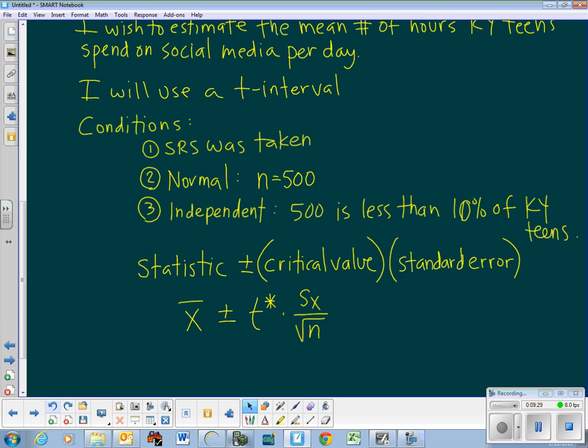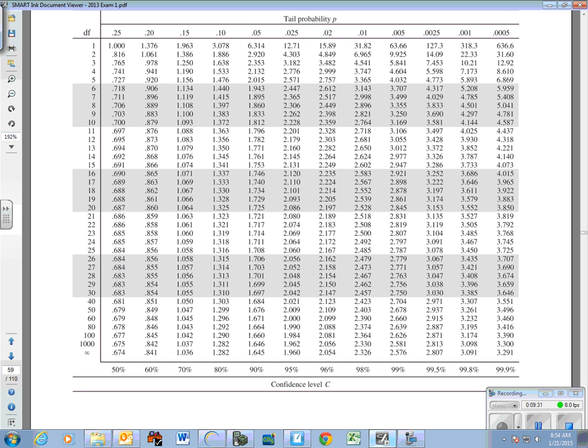So let's look at our chart here. All right, this is one of the charts that's in your book. It's on your AP exam. You'll have this. We looked at it for confidence intervals for proportions earlier. If we had done a 95 for proportion, we would use 1.960. We are going to have to use another number in this chart because we're doing t.